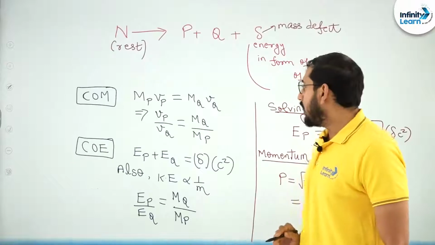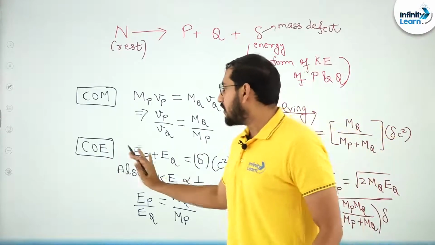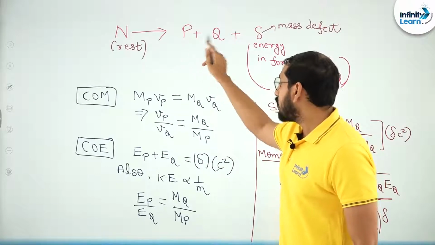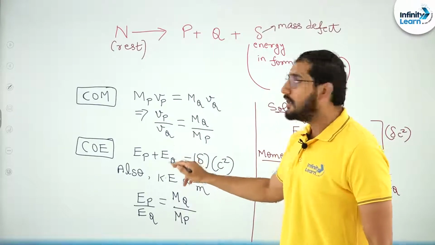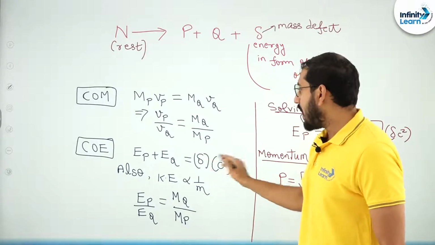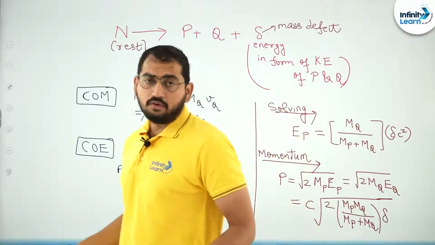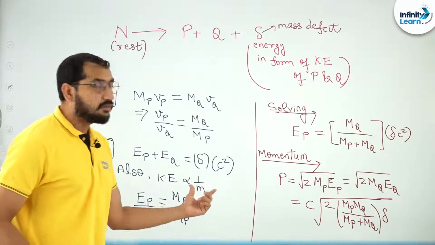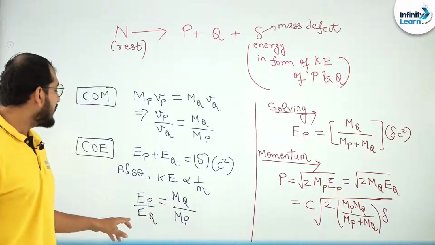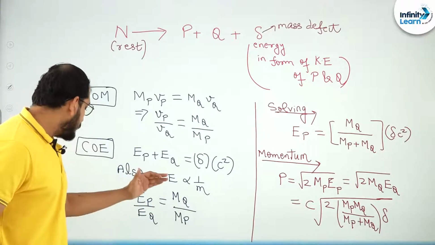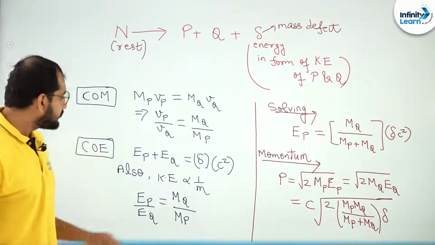Alright. Now moving on, if I apply the conservation of energy, very simple, I've already told you that the kinetic energies of P and Q are coming because of this mass defect, right? So delta m into c square I have equated, and we know that if momentum is conserved, then kinetic energy is inversely proportional to mass. From here I can get the ratio of kinetic energies of P and Q, that is mq by mp, right?